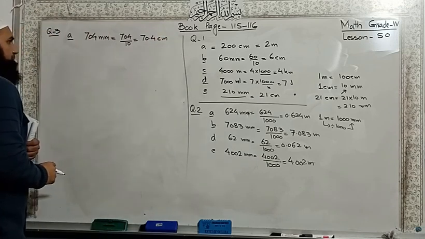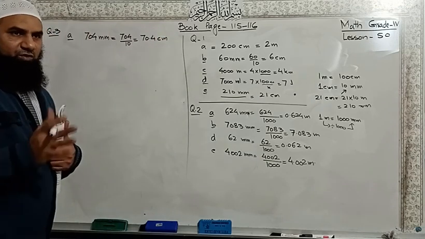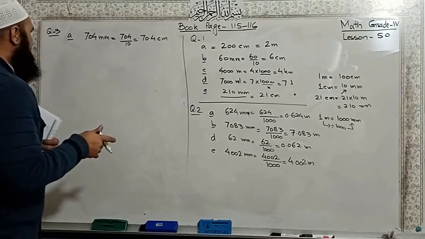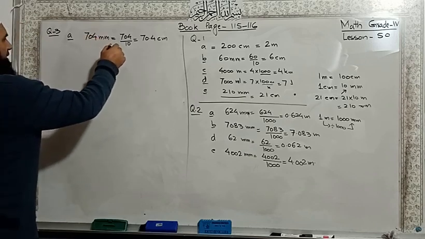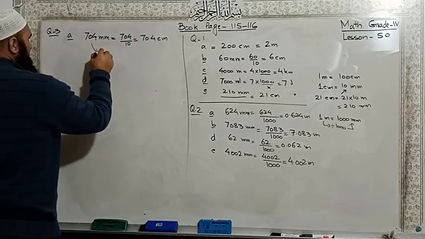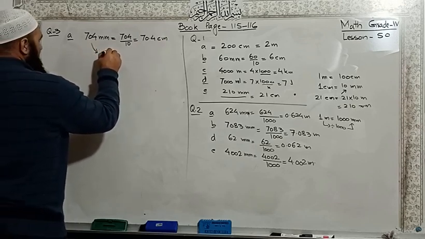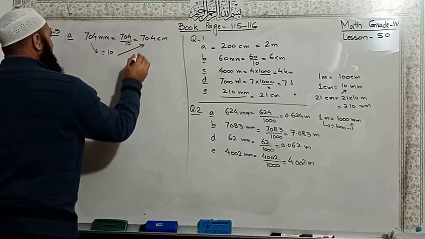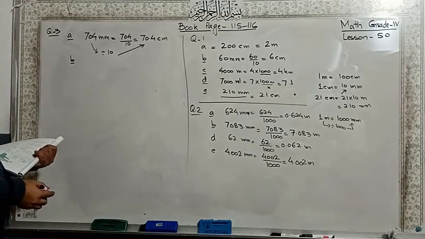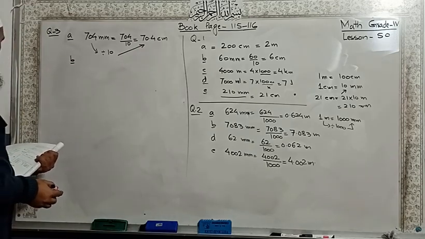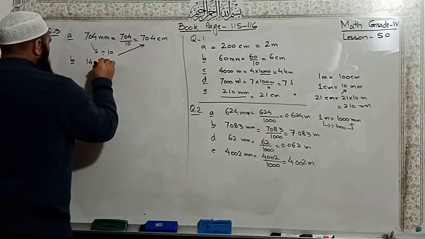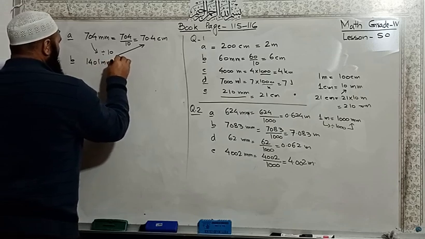Because 1 meter has 100 centimeters and 1 centimeter has 10 millimeters. So we will divide the given millimeter by 10 to change into centimeters. So all questions will be divided by 10. Part B, 1401 millimeter. Same, we will divide by 10.